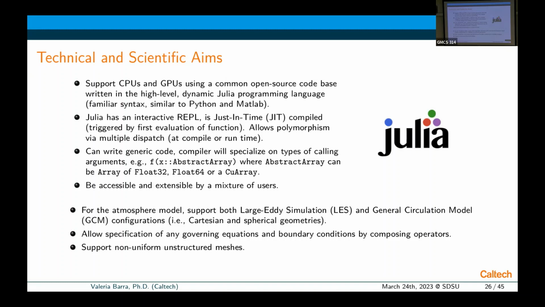So for instance, you can write a pretty generic code like a function f of an argument x. This x can be labeled as an abstract array, and initially the compiler doesn't need to know what that is. It could be an array of floats, like double precision, half precision. It could also be a CUDA array. So it will specialize, and if it's a CUDA array, it will launch a dedicated CUDA kernel. So this makes it very accessible and extensible by a mixture of users, and also makes it very attractive, especially for young talent. We attract so many young students because we're using Julia right now. For the atmosphere model, we want to support both large eddy simulations and general circulation configurations.